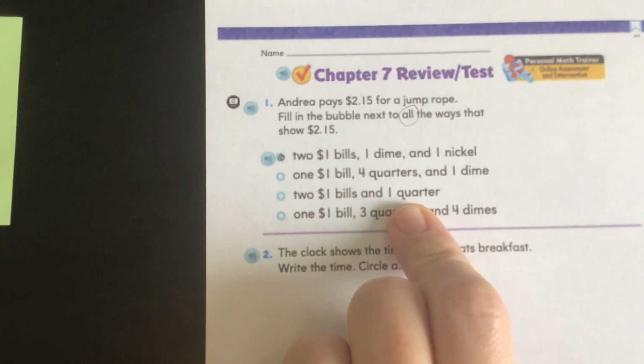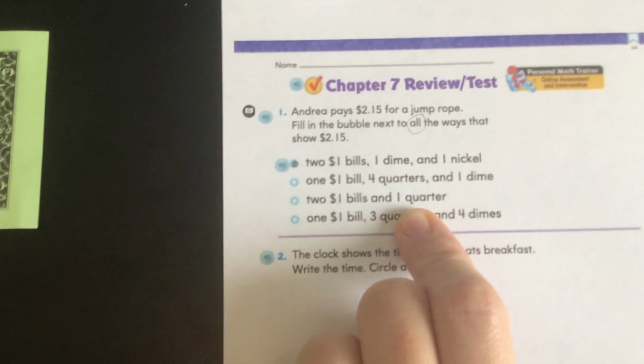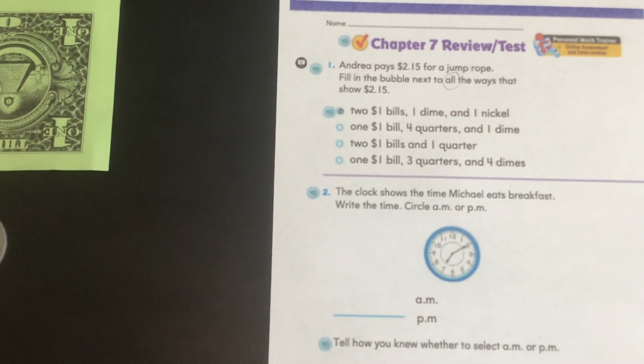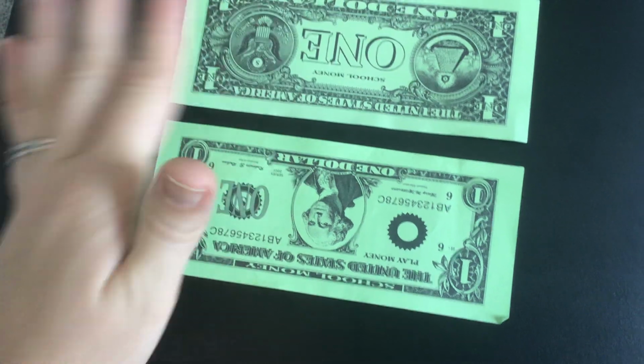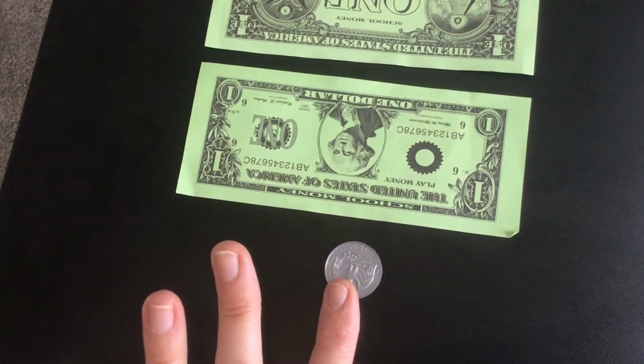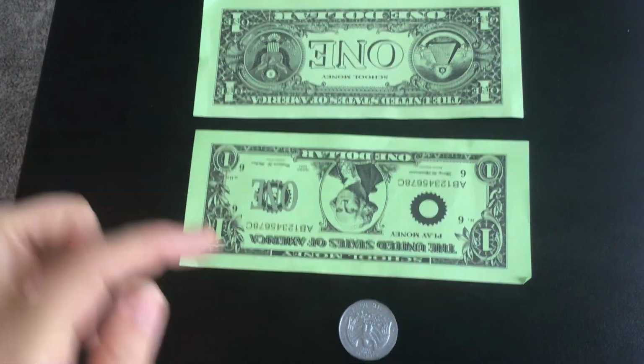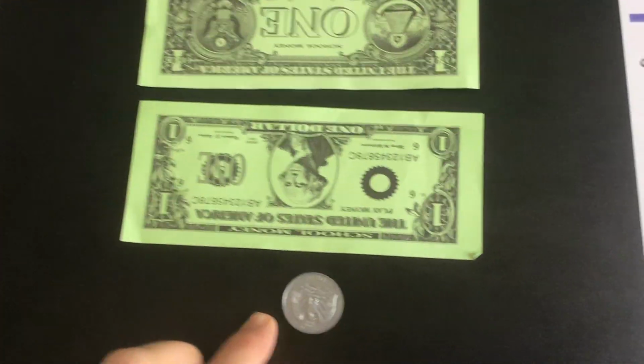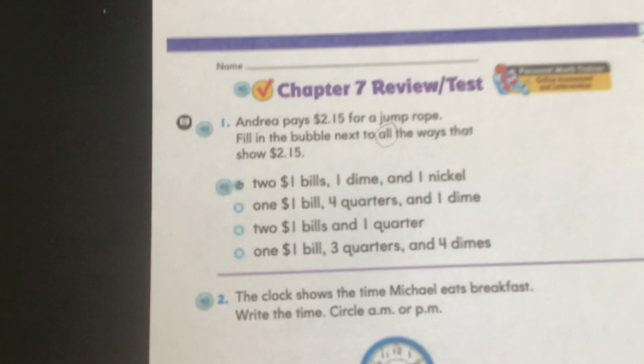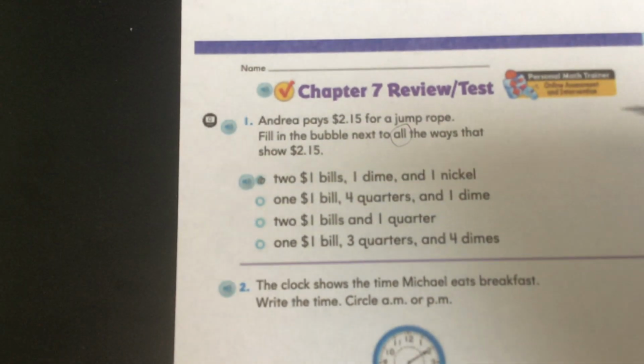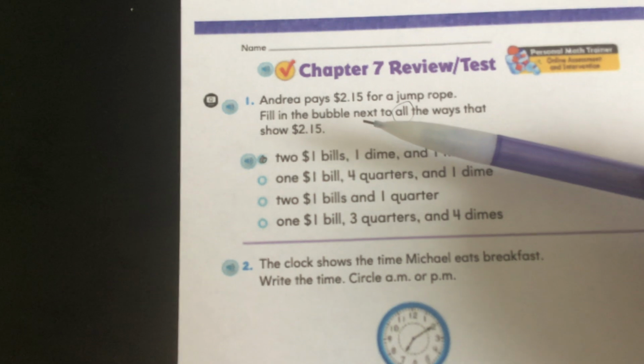Let's go to the third option, 2 $1 bills and 1 quarter. Let's see if 2 dollar bills and 1 quarter equals $2.15. Let me get my $1 bill, another dollar bill, and a quarter. So let's see, $1, $2, and 25 cents. $2.25 is not the same as $2.15.